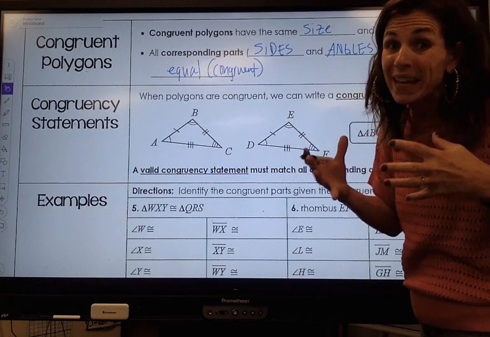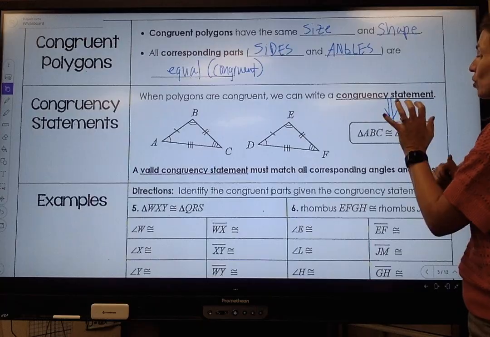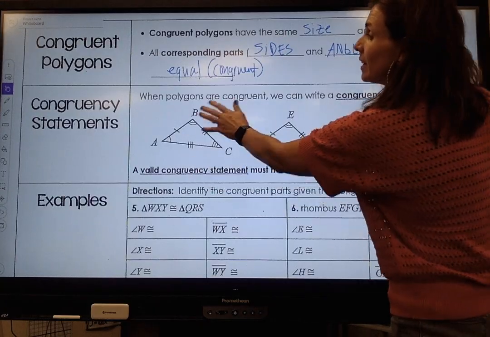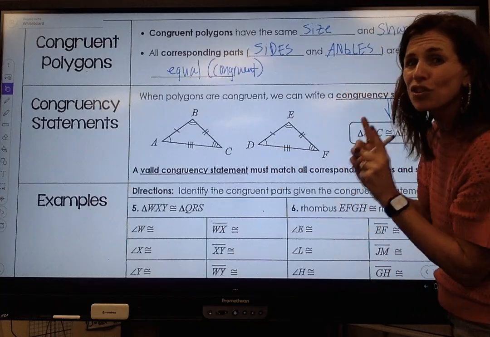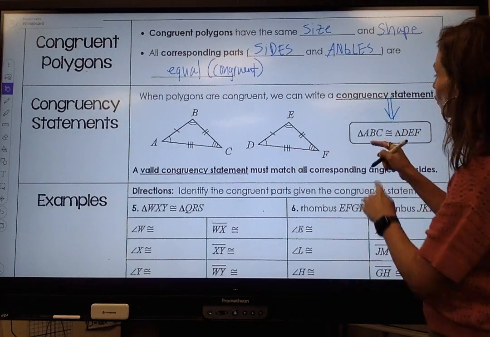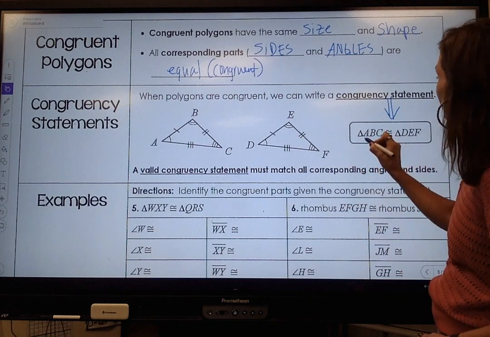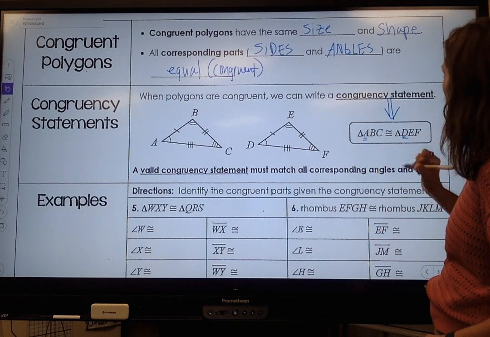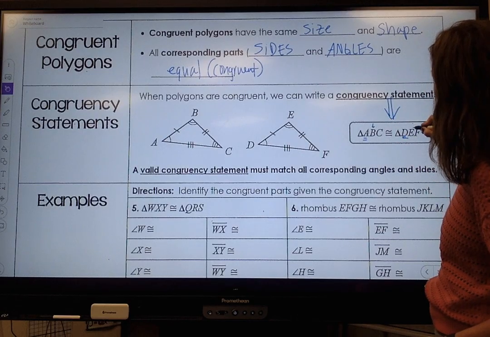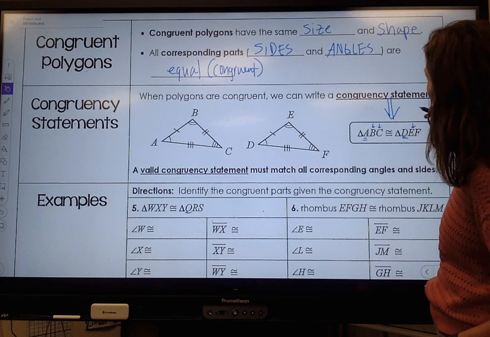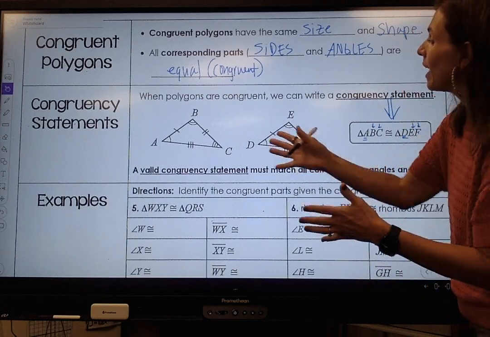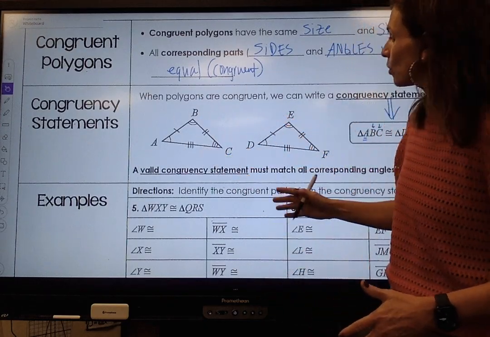I call this my Big Daddy statement because there is so much power in just what this suggests. I don't even need to draw a figure because there is so much information. It is in the same order. So just by looking at this, I can say that angle A is congruent to angle D. I can say that angle B is congruent to angle E, and angle C is congruent to angle F, just because of the order.